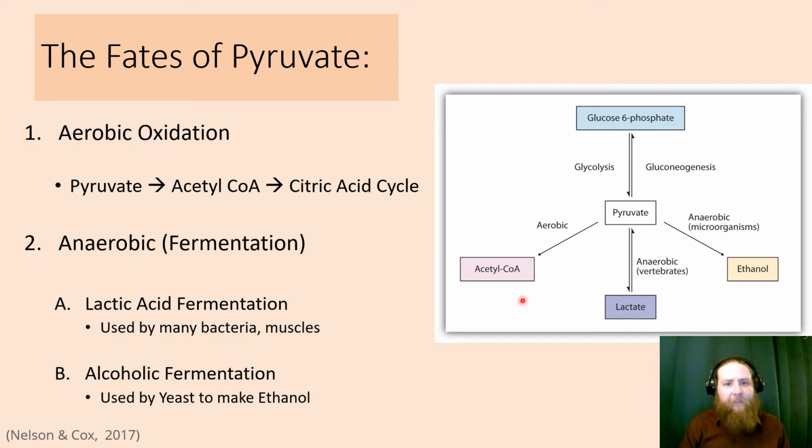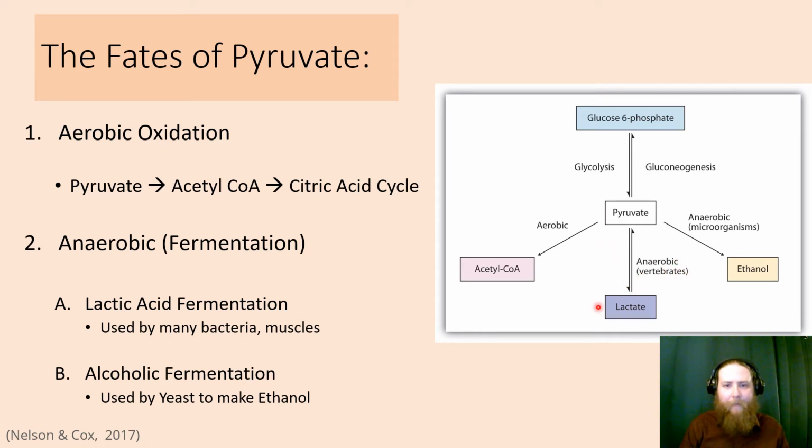The second kind of thing that can happen is when there's no oxygen, when it's anaerobic. And these are going to be your fermentations. There are two types. The first is lactic acid fermentation. This is used by your muscles when you're sprinting or when you're under stressful situations. So this is an anaerobic way for glycolysis to continue, and it makes lactic acid.